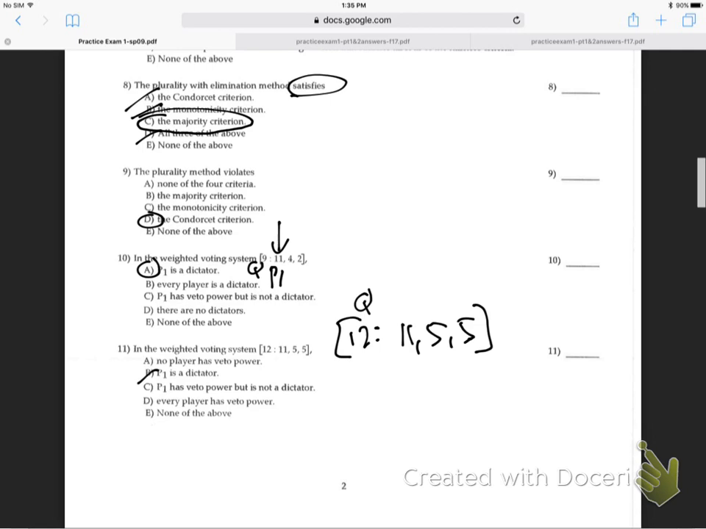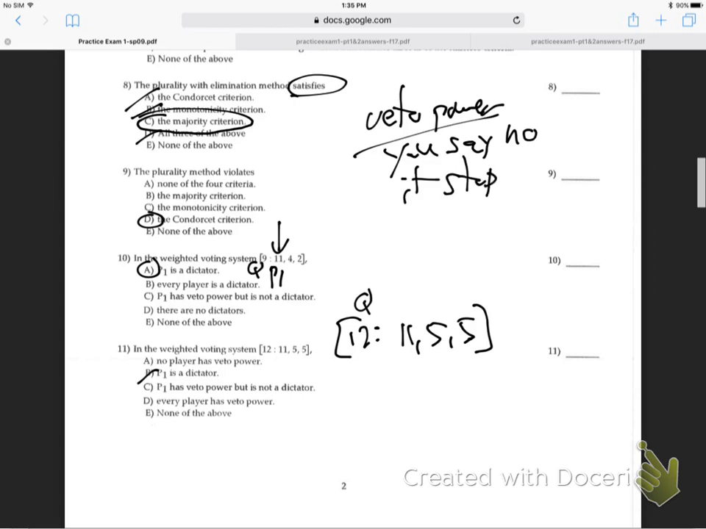What does veto power mean? Again, remember veto power? Veto power means you say no, it stops, right? So if player 1, the 11, says no, I don't like whatever it is they're trying to pass, can the other 2 get it done without it? They have 5 and 5, they have 10 votes? No, they can't get it done. So player 1 can block anything by saying no. Now he can't pass anything himself. He doesn't have enough to pass all by himself. He needs somebody else to join him to make 12 votes, right? So he's not a dictator, but he does have veto power like the president, right? So yeah, it is C, isn't it? He has veto power, but he's not a dictator.